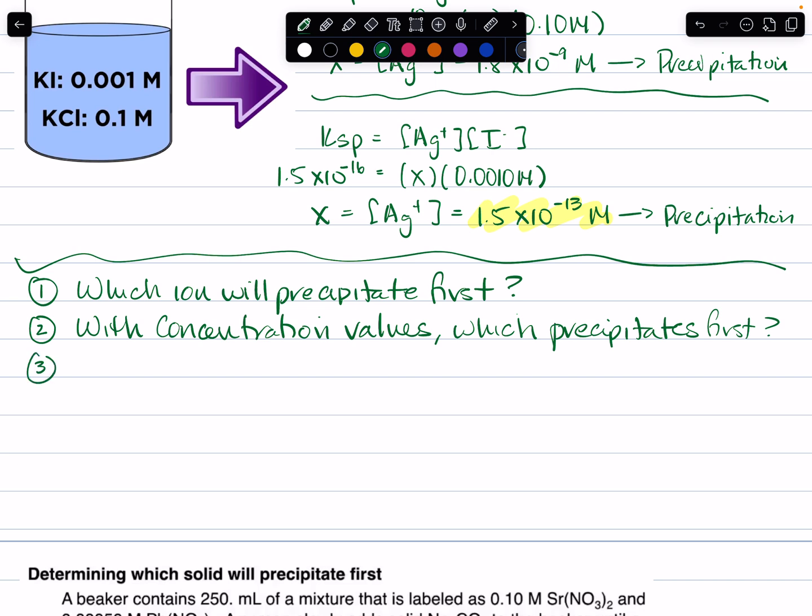And then finally, what solutions will allow for separation. What I mean by that is if all you're given is a mixture of anions or a mixture of cations, and you're asked to choose a solution that can lead to selective precipitation, it's really the understanding of the solubility rules and an understanding of what the KSP values are for the potential precipitates that might be there. So that's more of a qualitative look. The first two are more quantitative, and that third one is qualitative.